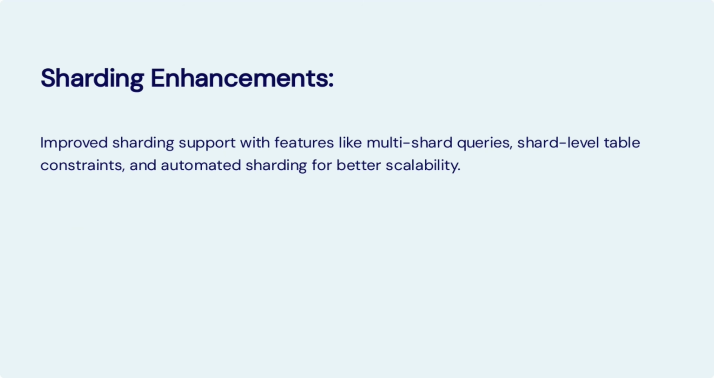Oracle 19c introduces significant enhancements to sharding, providing improved support for multi-shard queries, shard-level table constraints, and automated sharding. These features are designed to enhance scalability and performance for developers working with sharded databases.